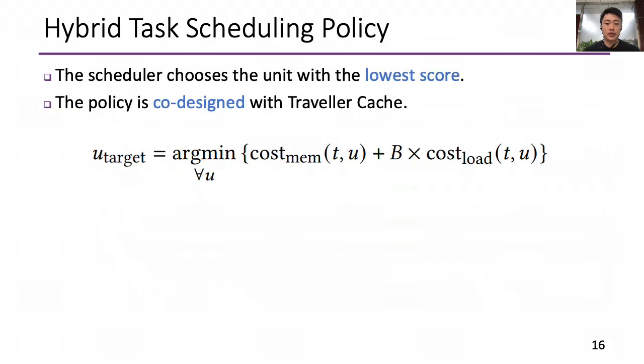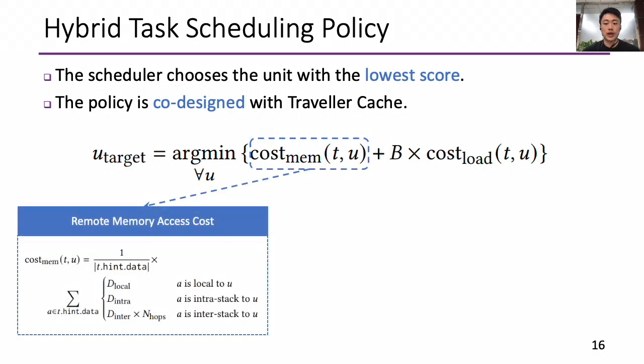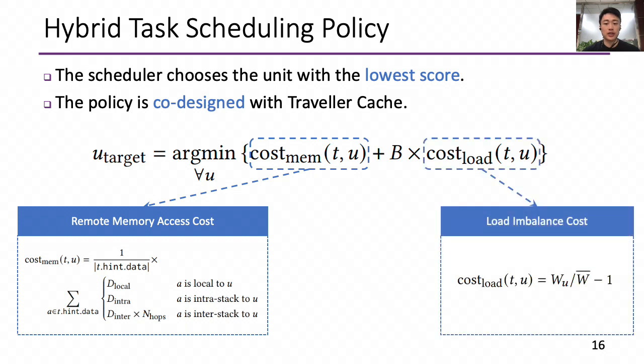As for scheduling, we design a scheduling policy that considers both remote accesses and load imbalance. For task T, the scheduler computes scores for all units U and chooses the unit with the lowest score. The score is composed of 2 parts. The first part is a memory access score, depending on data access distance. The second part is a load imbalance score, computed using the sum of estimated workload in the task queue.